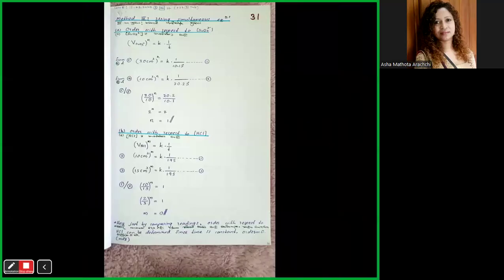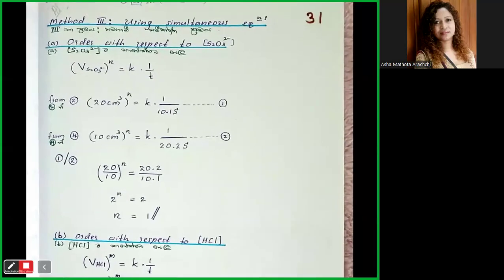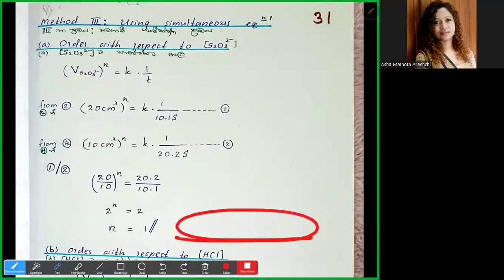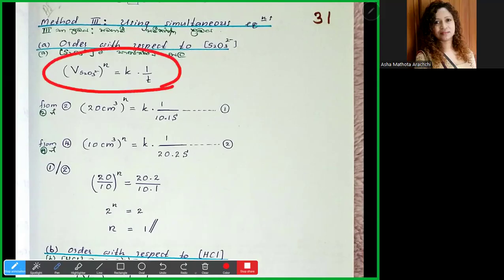Then the third method is the simultaneous equation method. I want you guys to tell me which method is easier. The simultaneous equation method means we are getting 2 different conditions. I'm going to go with this equation, then I'm going to add 2 different values out of these. So I'm going to go with the second and fourth data.